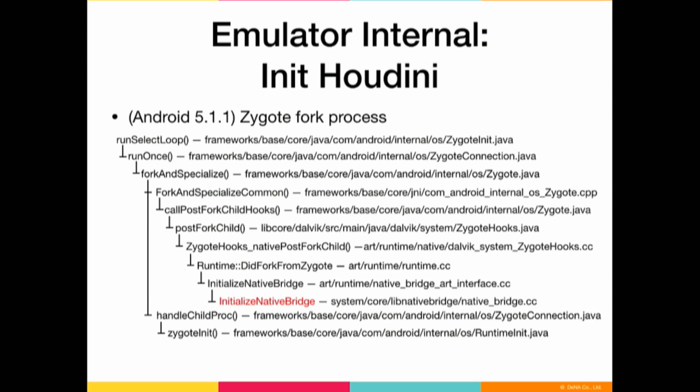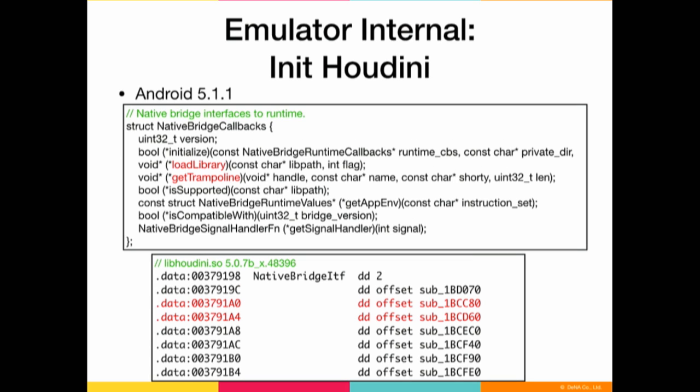For Android 5, with ART, if the application startup request from Activity Manager is received, the Zygote forks itself, and it is at that time that Houdini is initialized by the function InitializeNativeBridge. What the InitializeNativeBridge function does is very simple. It just registers some callbacks to a structure called NativeBridgeCallbacks from the libhoudini .so file.